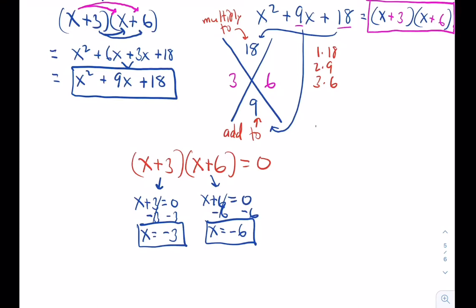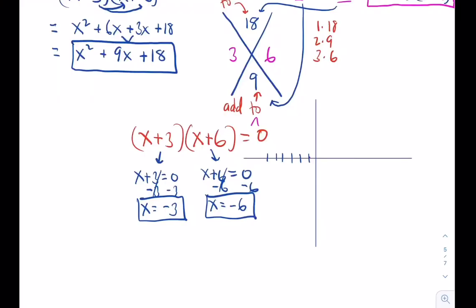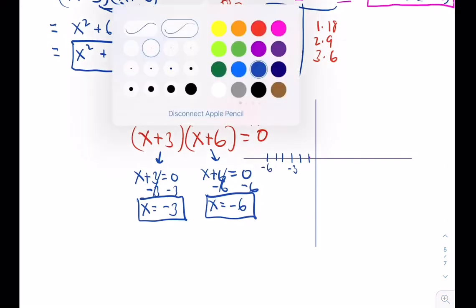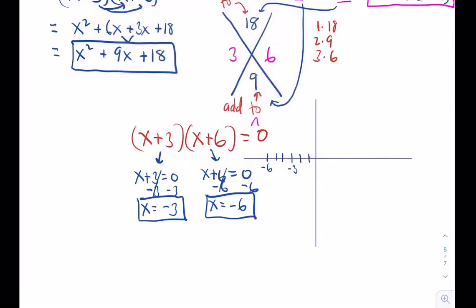Okay, that tells us if we graph it here, 1, 2, 3, 4, 5, 6. So what the zeros tell us: negative 1, negative 2, negative 3, 4, 5, 6, negative 6. The zeros, x equals negative 3 and x equals negative 6, tell us what the x-intercepts are, right there. And then you can draw the parabola. It's going to look something like that, going through those two x-intercepts.